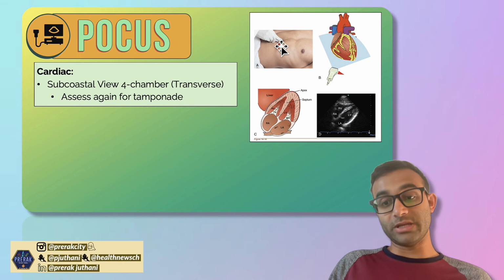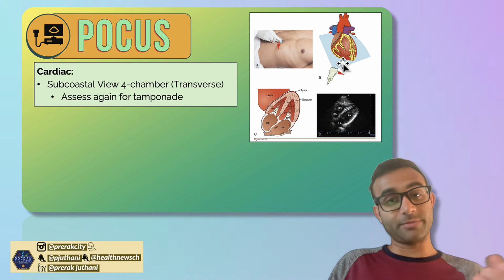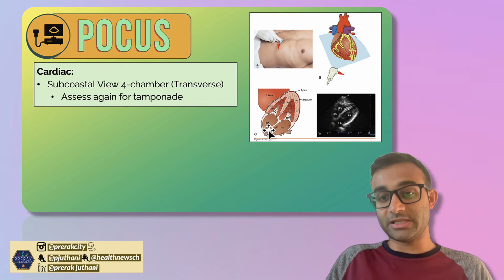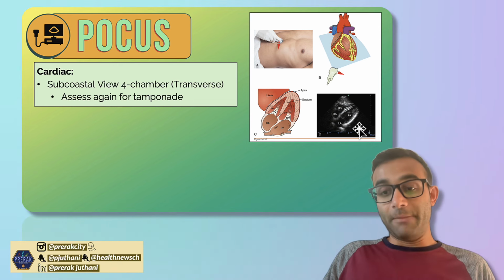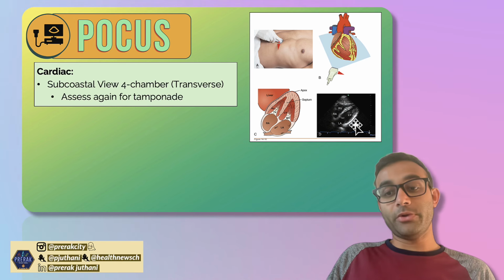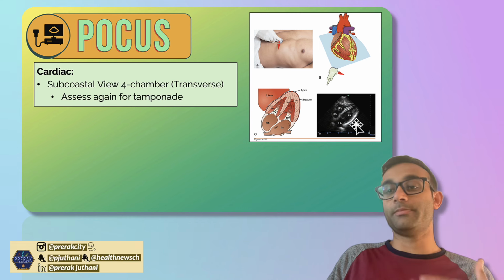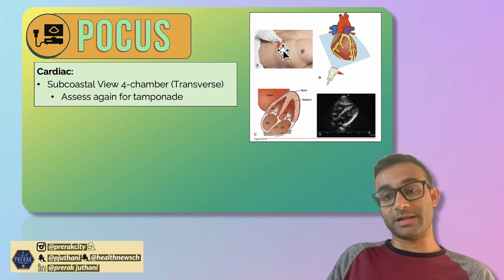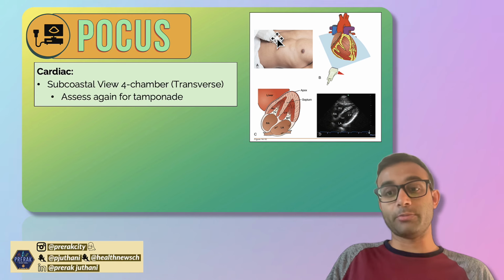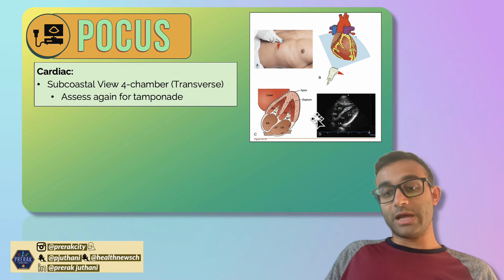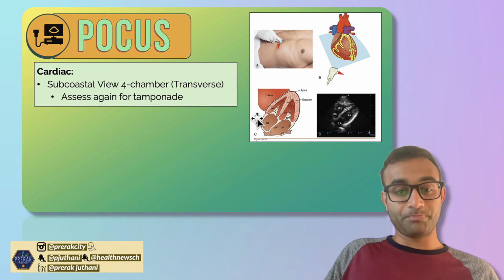If you do this, you should be able to come across a view just like this that shows you the heart looking at it from an inferior angle, so you're almost looking up at the heart. If you angle upward, you'll be able to see the different chambers in the heart. The way that you can orient yourself is to always remember that the right atrium is going to be the most anterior portion of the heart. The right side of the heart is anterior to the left side of the heart. So when you're looking upwards from the xiphoid process, you'll see the right atrium and the right ventricle anterior to the left atrium and the left ventricle. If you do that, you can get a very good 4-chamber view.